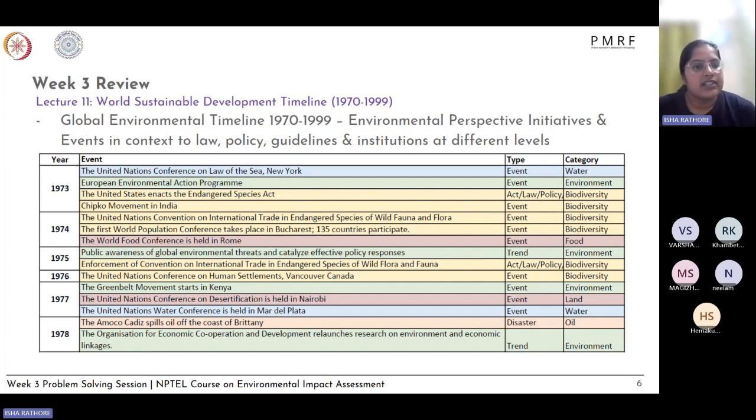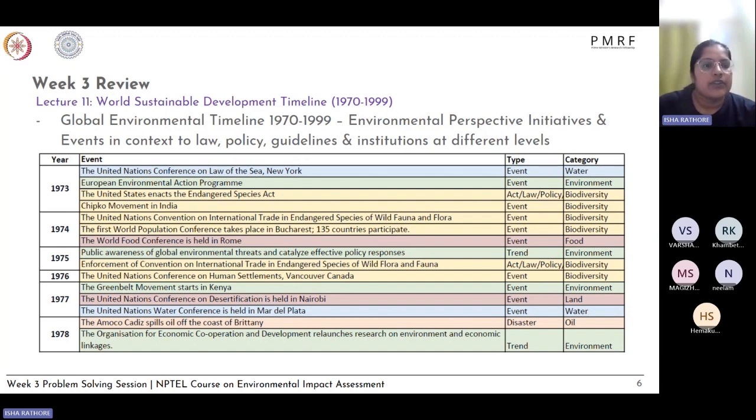So in 1973, we had the United Nations Conference on Law of the Sea, which happened in New York. We also had the European Environmental Action Plan. The United Nations enacted the Endangered Species Act, which deals with biodiversity. And we had the Chipko movement in India, which was sort of the beginning of environmental awareness in India, and of communities and environmental activism coming up in India.